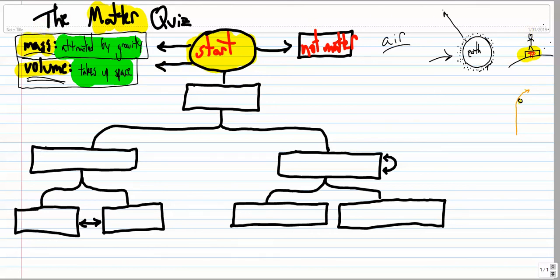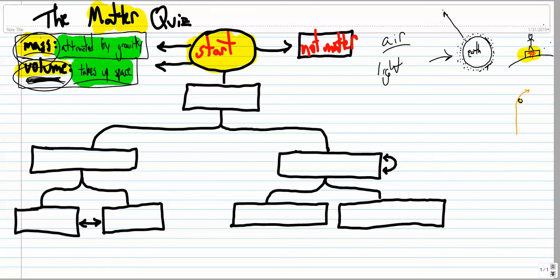Now, every so often, a kid will say, well, what about light? Is light matter? Well, light doesn't have any volume, so it fails that test. You can't fill up a football with light. You can shine a light into a grocery bag, but you can't catch light in the grocery bag. So it fails the volume test.